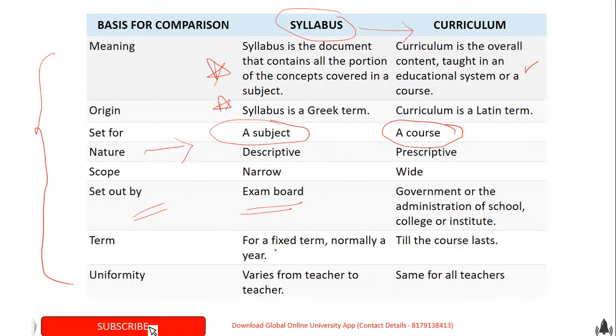Term, it is for a fixed term, normally a year. Now, depends, semester pattern or a year pattern. And this curriculum is till the course lasts. And uniformity, when we talk about uniformity about syllabus, uniformity varies from teacher to teacher, from one subject teacher to another subject teacher. Curriculum is the same for all the teachers, which they have to follow, and they can use their creativity and innovation in order to make their subject easy for the students.